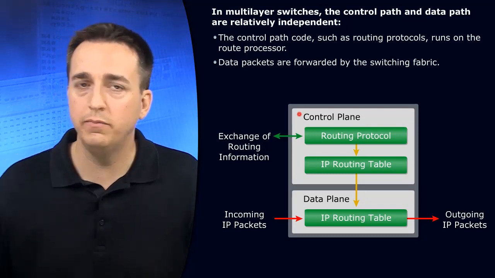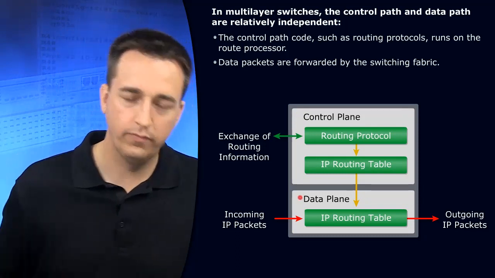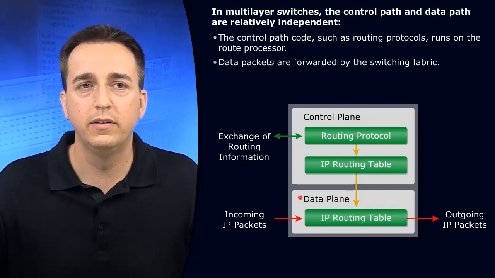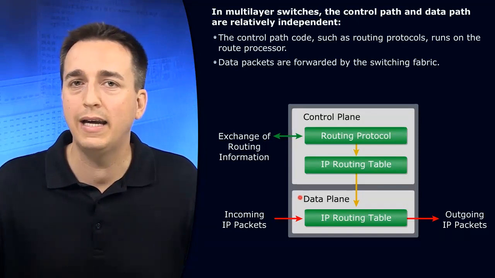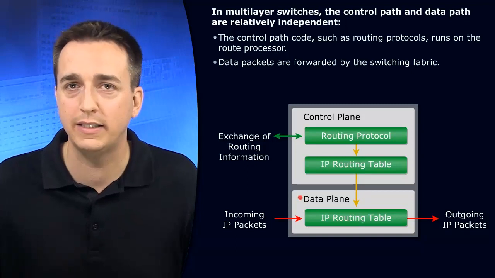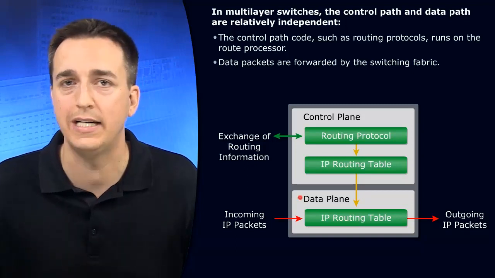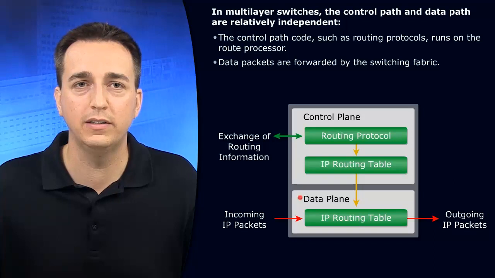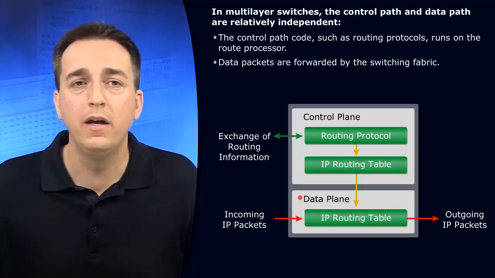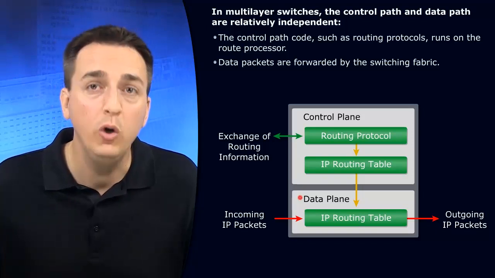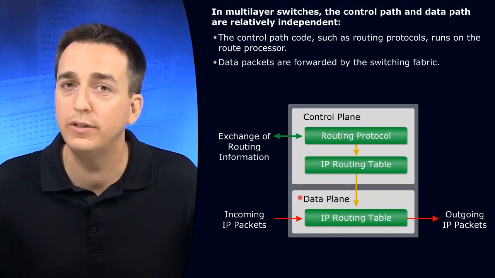The data plane is all about packet forwarding. Taking a packet that arrives on an ingress interface and switching it to an egress interface. So switching is the process of moving a packet from an ingress interface to an egress interface.